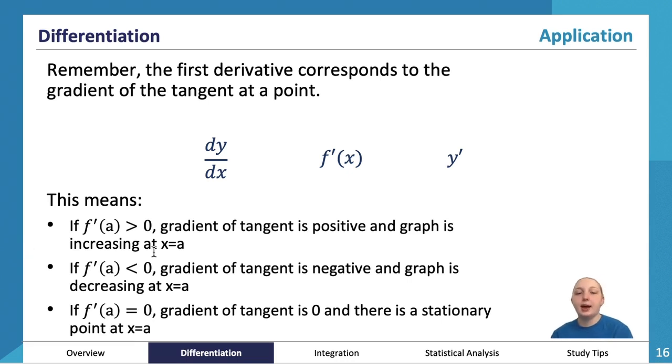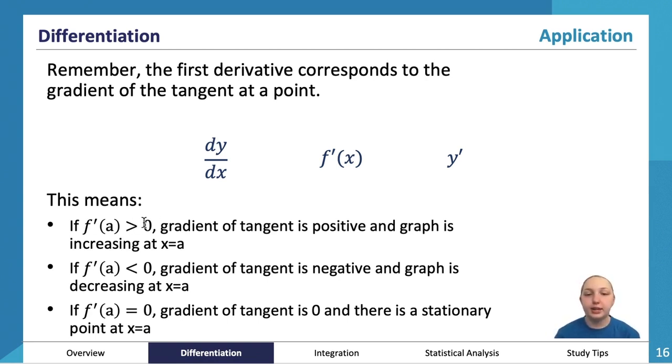So, we're going to say that we're notating our first derivative as f dash a, whatever we've put in, where the point is x equals a. So if f dash a is greater than 0, this means that the gradient of the tangent is positive, and that means the graph is increasing at the point x equals a. It's super, super, super important that you remember this is looking at just a particular point. We're just looking at x equals a as one particular point. We're not looking at the function as a whole.